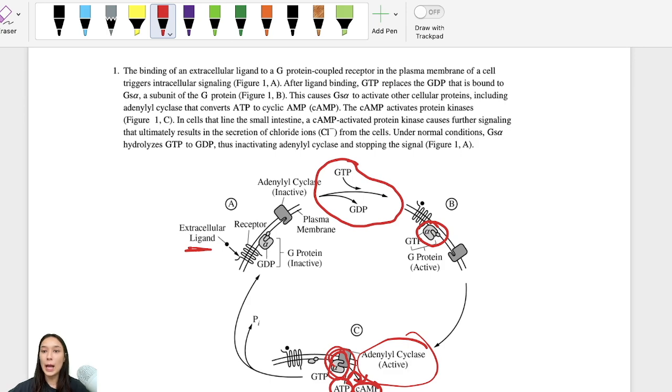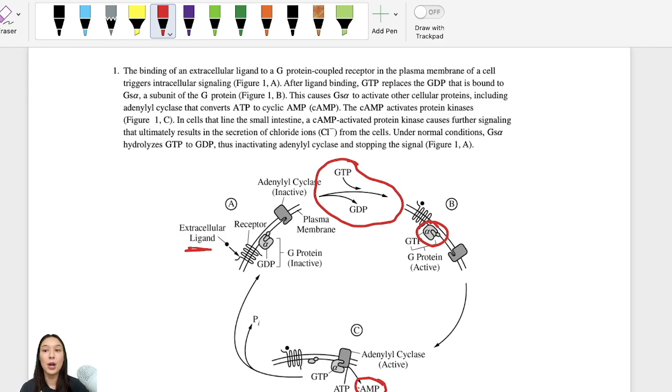Okay. The cAMP activates protein kinases, seen in figure 1C. So this is starting to look like what our response is. Cyclic AMP is going to activate our protein kinases, make them active. And then it causes further signaling and ultimately results in the secretion of chloride ions. So this is the last step. You're going to have chloride ion secretion. So this is the whole pathway of how this happens. They give you the nice little diagram for this.